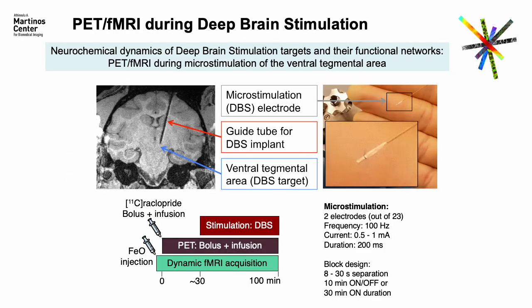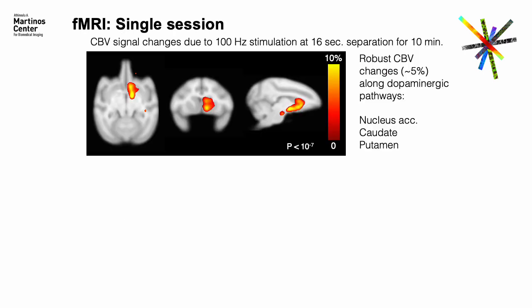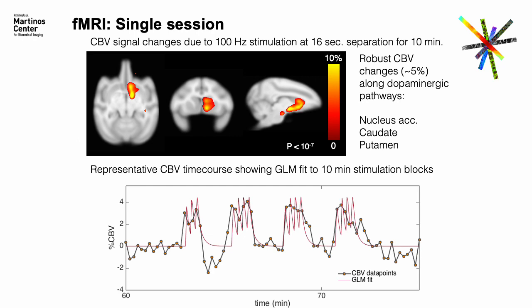And so we used a non-human primate model where we implanted a microstimulation electrode into the VTA and then used simultaneous PET and fMRI to look at acute stimulation during scanning sessions. Even at the single session level in the fMRI, we can see robust signal changes due to the stimulation, in this case at 16-second separation for 10 minutes. We see changes along the dopaminergic pathways.